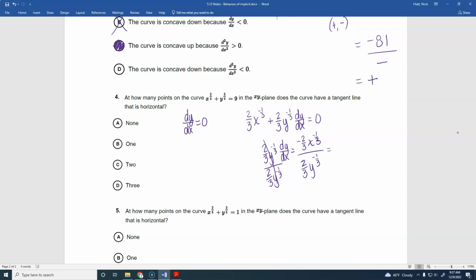And so what's going to happen with that 2/3 and 2/3? They'll cancel and just be 1. You will still have the negative. I'm going to put that out front. And what should I do with those negative exponents here? I can switch them to the other side. So that gives me y to the 1/3 over x to the 1/3. And it might be helpful to think of it as the cube root of y over the cube root of x.